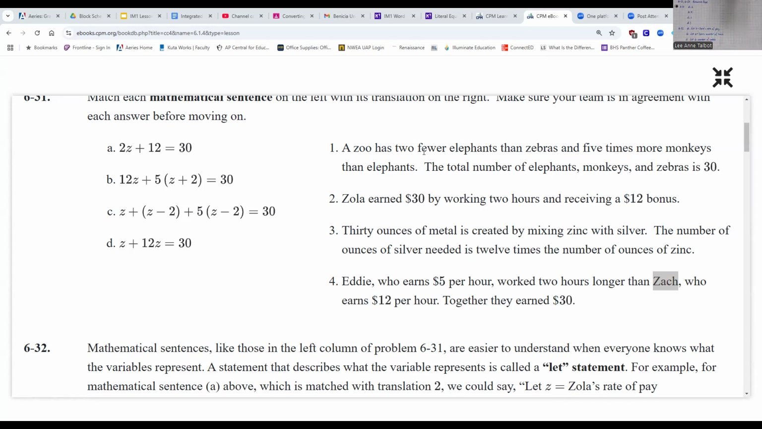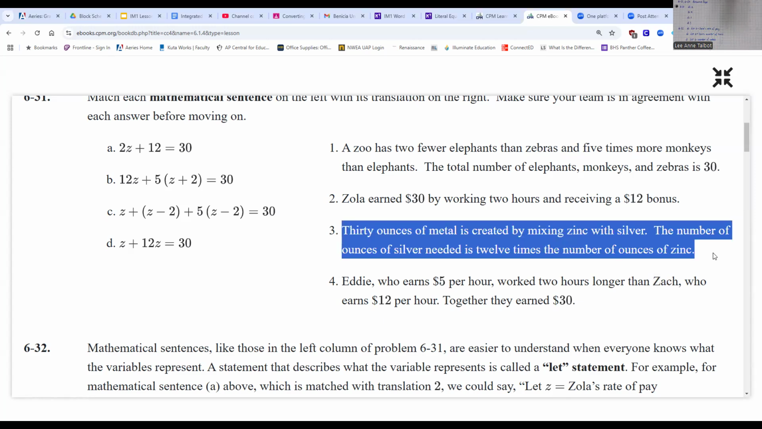Okay, and the last one. What's Z in the third one? Zinc. Ounces of zinc.